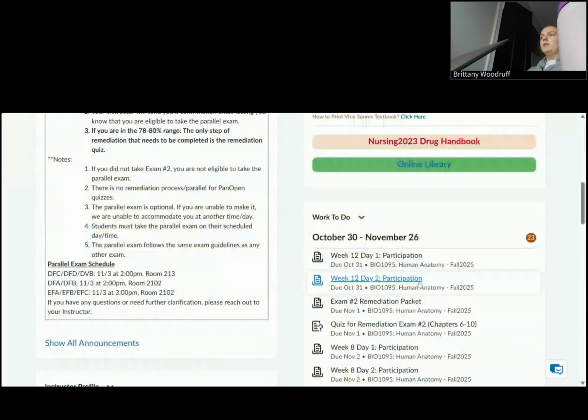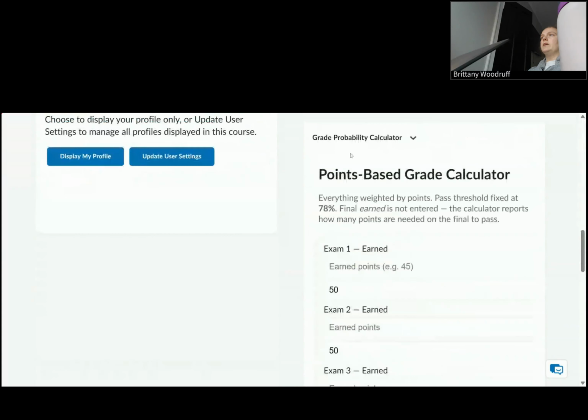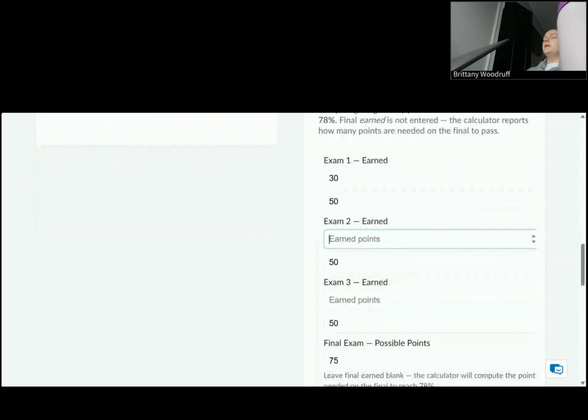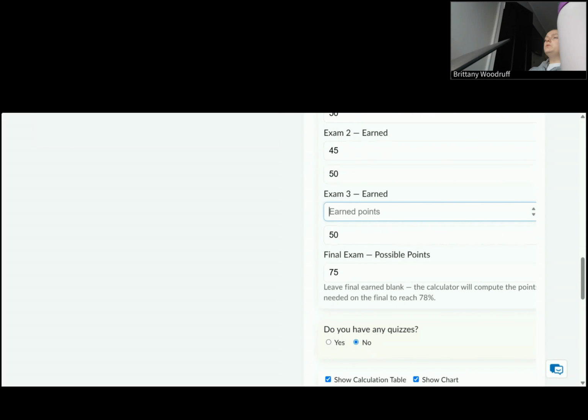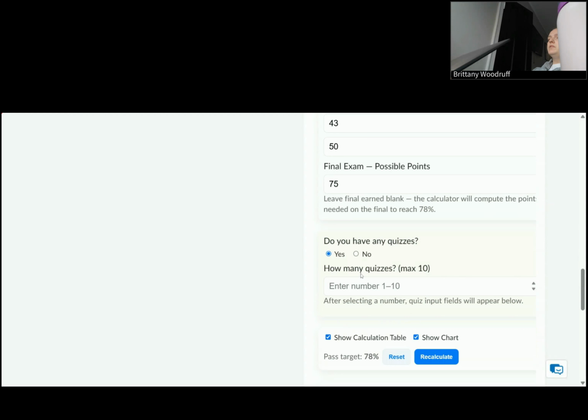Then you scroll down to the left here and you can see the grade probability calculator. This thing is really good. So let's say on my first exam, I got a 60, so 30 out of 50 points. On my next exam, I did a little bit better. I studied more. I got a 90, so 45 points. What I can do is play around with exam 3. Say I'm pretty confident in this material, so I think I'll get an 86, so 43.